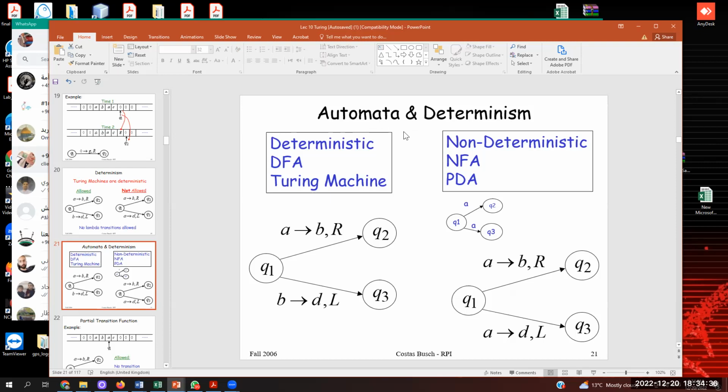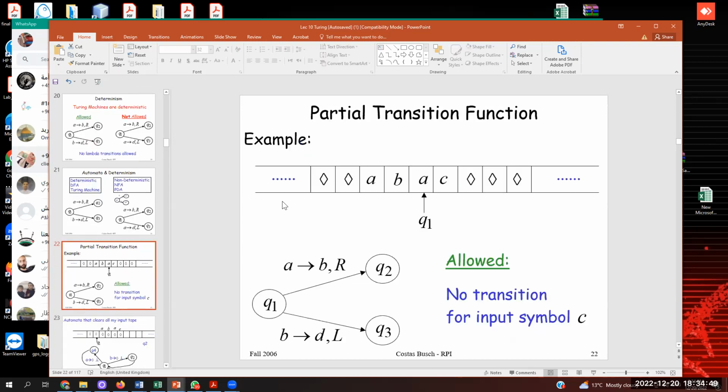So the automata, the DFA is deterministic and Turing is deterministic. The non-deterministic, we have the NFA and the PDA. These are just a summary of what we have just said.